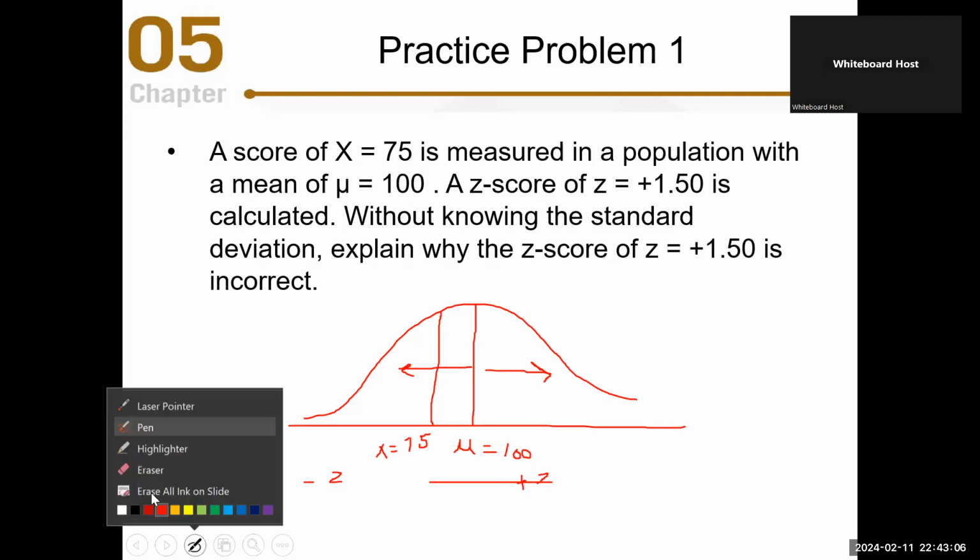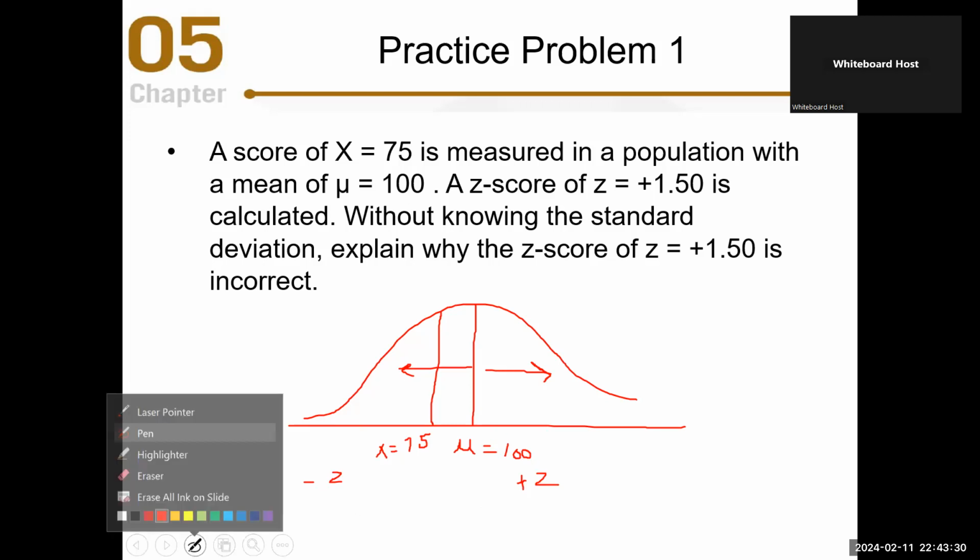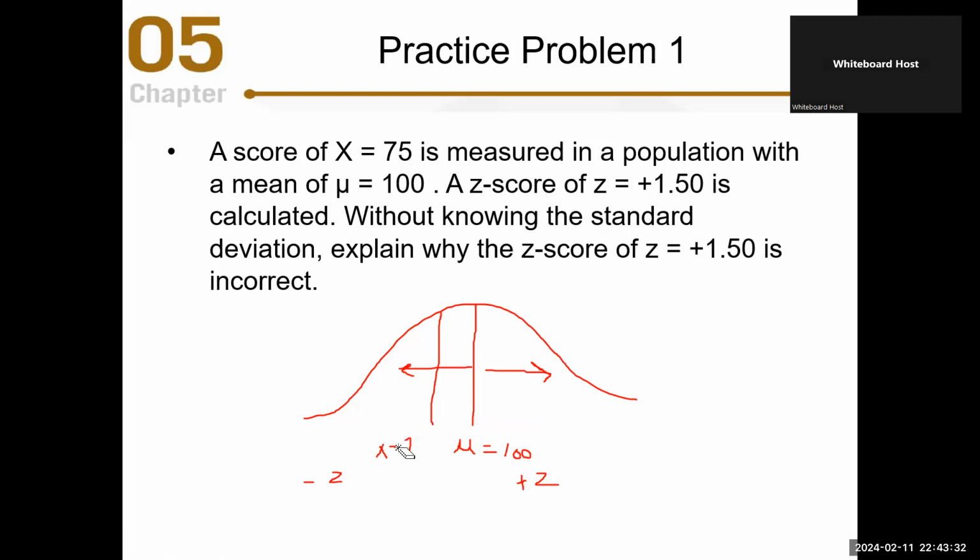So that should be a positive z. Anything going to the left would be negative, and anything going to the right of that mean would be positive. So again, that's one rule to remember as you look at your z-score, how it should correspond to your actual score. So that is the first problem. That's how you would explain it.